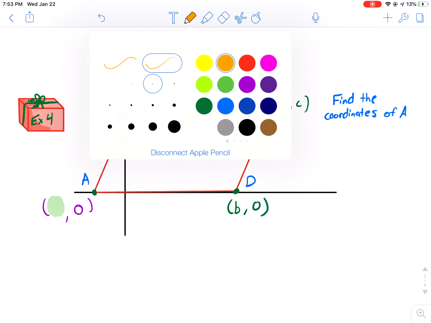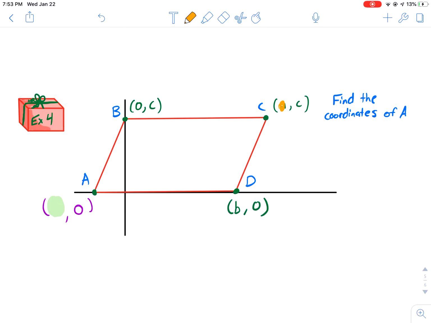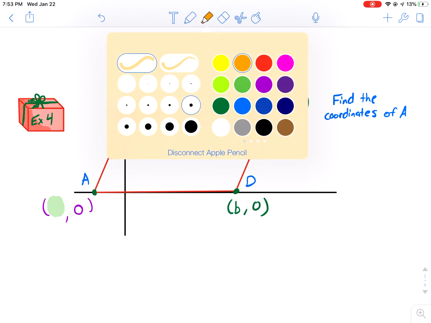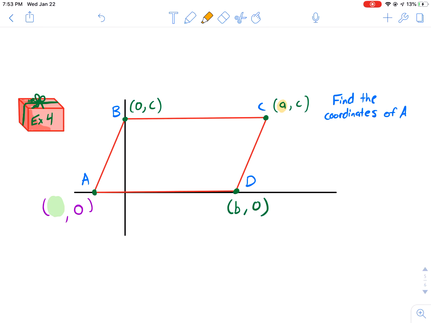So we're interested in this A, looking for the highlighter. We're interested in this A and this B potentially, okay? So let's go ahead and start figuring this out, okay? Now, the first clue is we know this distance is A, okay? So if that's A and this is a parallelogram, then that means this distance on this side is also A.